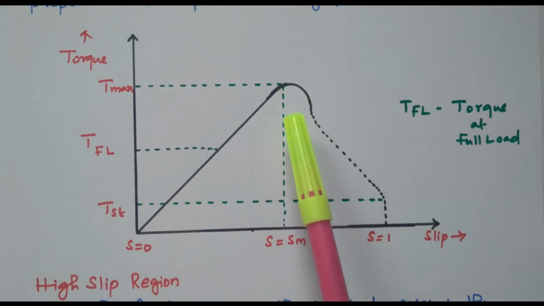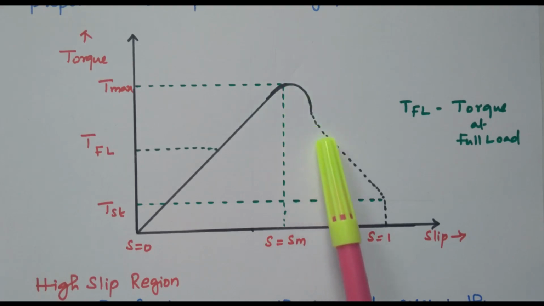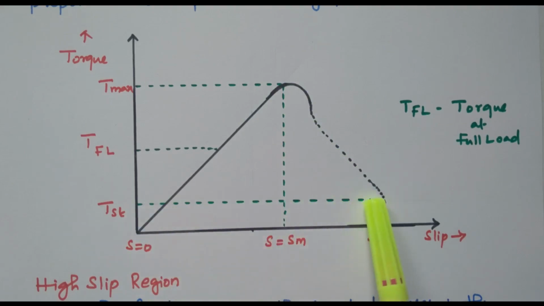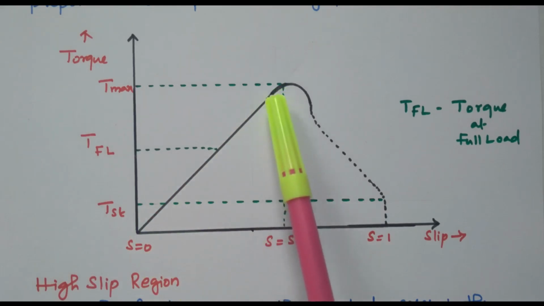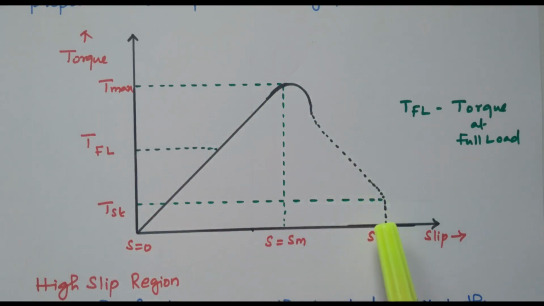So after this what will happen? This is the high slip region. The torque decreases in a hyperbolic manner, and keeps on decreasing. So this is the starting torque, T start, and it reaches 0 at S equal to 1, right? So before the maximum torque, that is during low slip region, torque keeps on increasing and reaches the maximum value. After the maximum value it keeps on decreasing and reaches the 0 value.